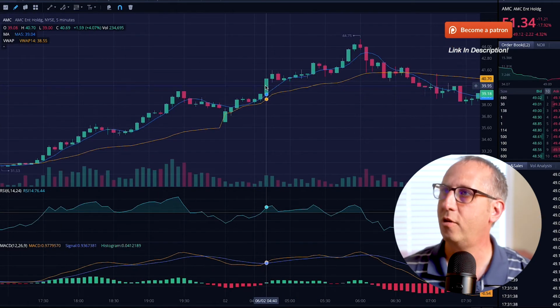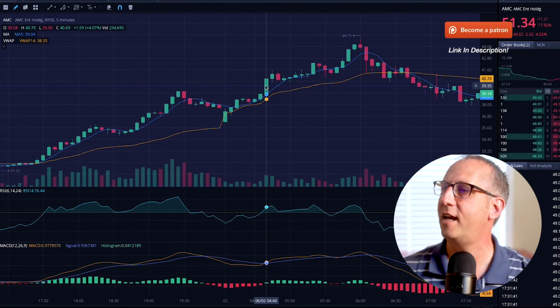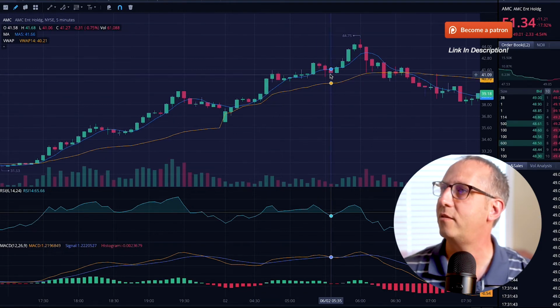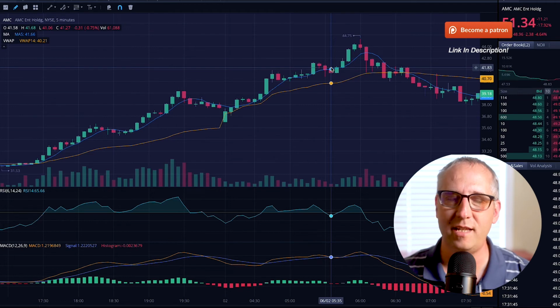And you can see it would have worked here again. This is 39.95, and then you would have had an exit right here. This would have been 41, so that's about a 10% upside. You would have benefited again. Using this indicator helps make trading a lot easier.